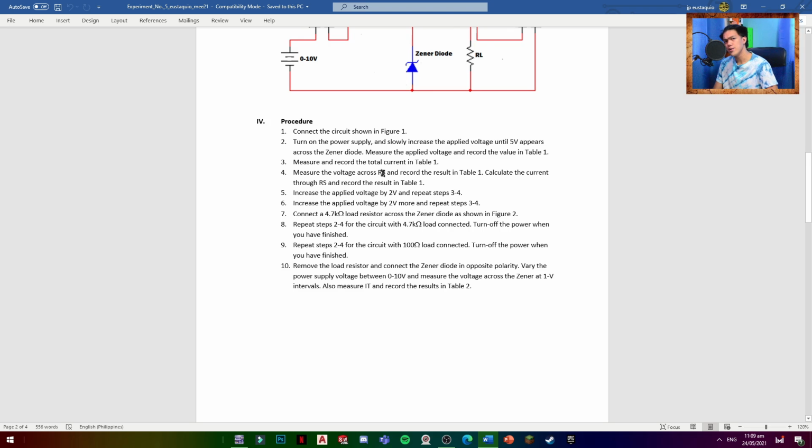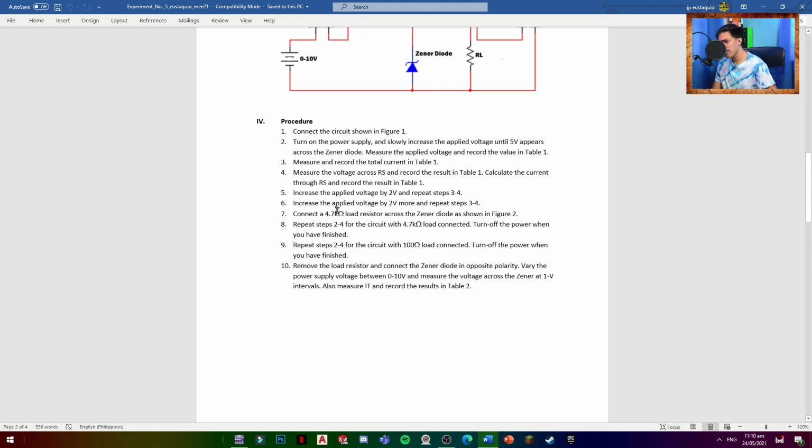And here are the procedures given to us. First is to connect the circuit shown in figure 1. Second is to turn on the power supply and slowly increase the applied voltage until 5 volts appears across the Zener diode, and then measure the applied voltage and record the value in table 1. Third is to measure and record the total current in table 1. Fourth is to measure the voltage across RS and record the result in table 1. Then calculate the current through RS and record the results in table 1.